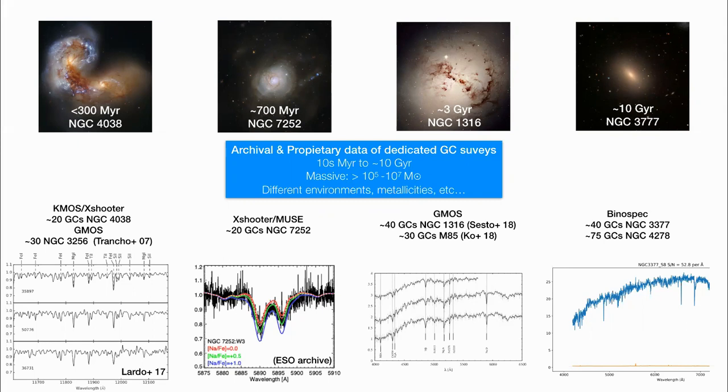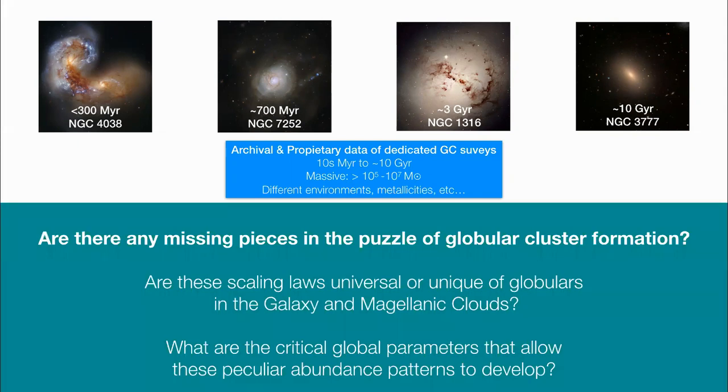And so hopefully all this will tell us if we have any missing pieces in the puzzle of globular cluster formation, and if those scaling laws are universal or if they are unique to the galaxy and Magellanic Cloud clusters. And perhaps we can pin down a critical parameter that allows these peculiar abundance patterns to develop. How will we know about this? It's basically if, for example, all of a sudden we stop seeing the abundance variations after a certain threshold.